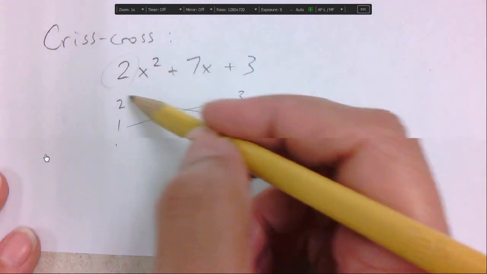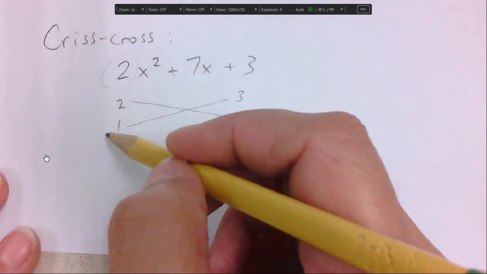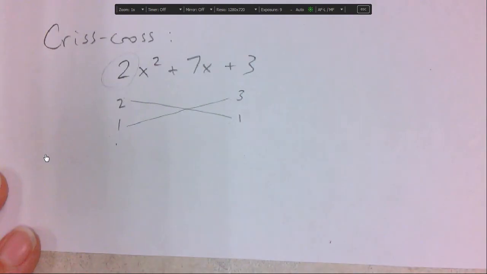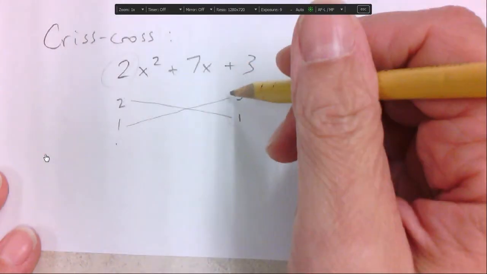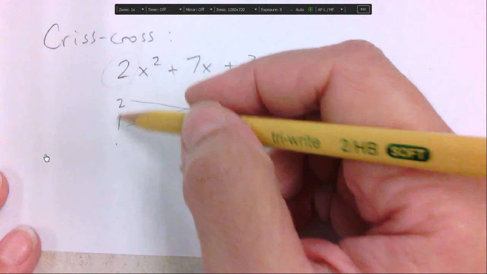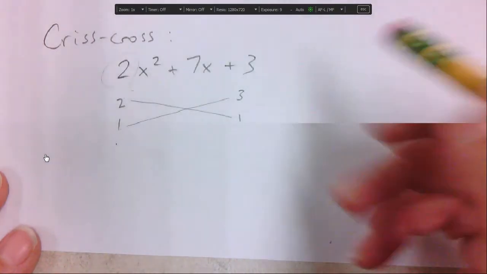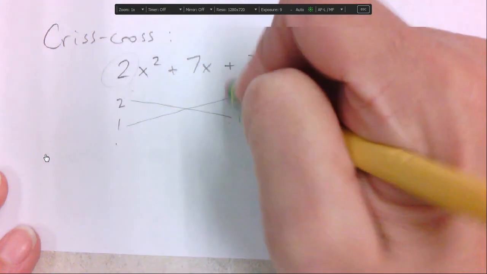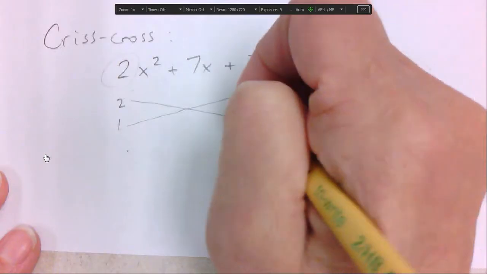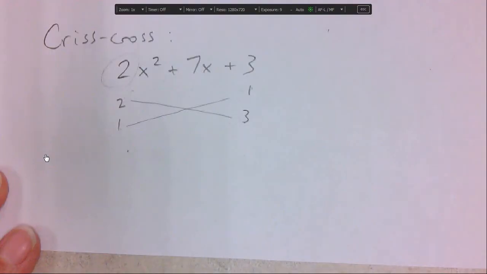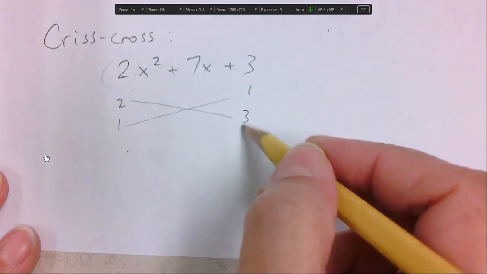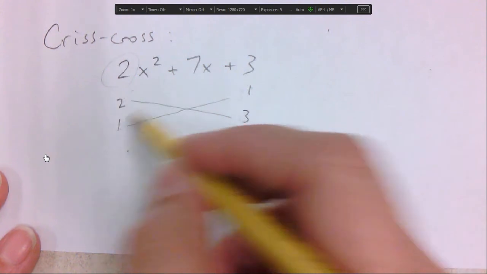So what does that mean? It means if I go 2 times 1, I get 2. 1 times 3, I get 3. If I add that product 2 plus that product of 3, I get 5, which is not the same as the middle term. So I know that this 3 and 1 or this 2 and 1 is not correct. But there's other ways I can write either one of these. For example, instead of 3 and 1, I can make it 1 and 3. The crisscross method requires possibly some trial and error.